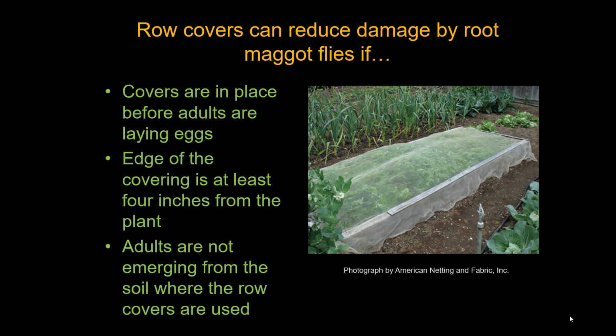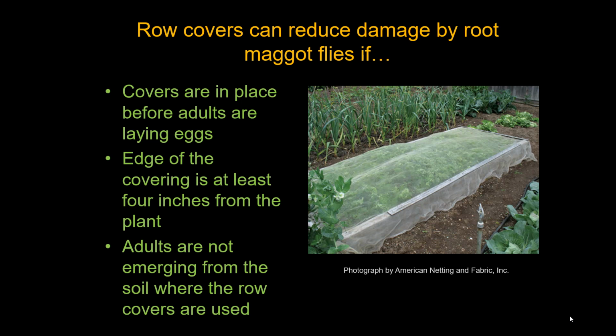The covers should be in place before adults are laying eggs if you're going to use this. And these are pretty early, but you can get an idea of when they're going to happen in your area by looking at degree day models. If you've got a small planting, the edge has to be buried at least 4 inches away from the plant, maybe 6 inches away from the plant, because the maggots, if the eggs were laid right there, the maggots might be able to move about 4 inches and find the plant still. So don't cinch it right next to the base of the plant.